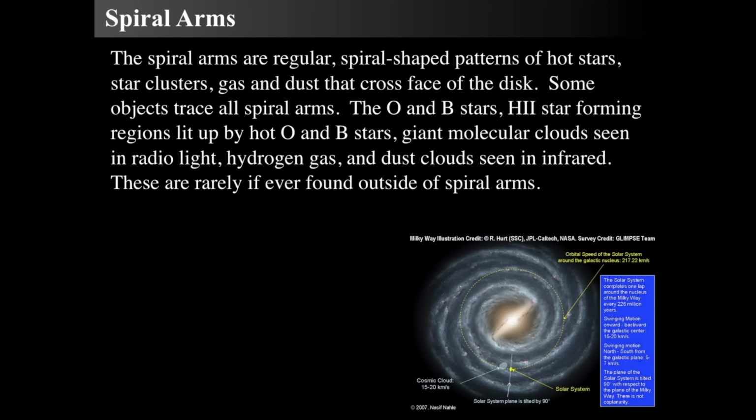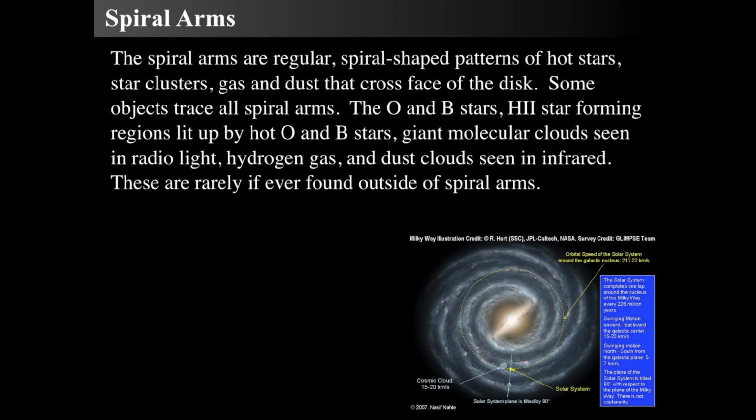Spiral arms are these spiral-shaped patterns that are dotted with hot stars, O and B type stars, young star clusters, and gas and dust. The O and B type stars form in these regions, in the spiral arms, and light them up. And we know that the O and B type stars are very short-lived, so the pattern of the spiral structure should change because they're illuminated by the O and B type stars. So therefore, that pattern must change.